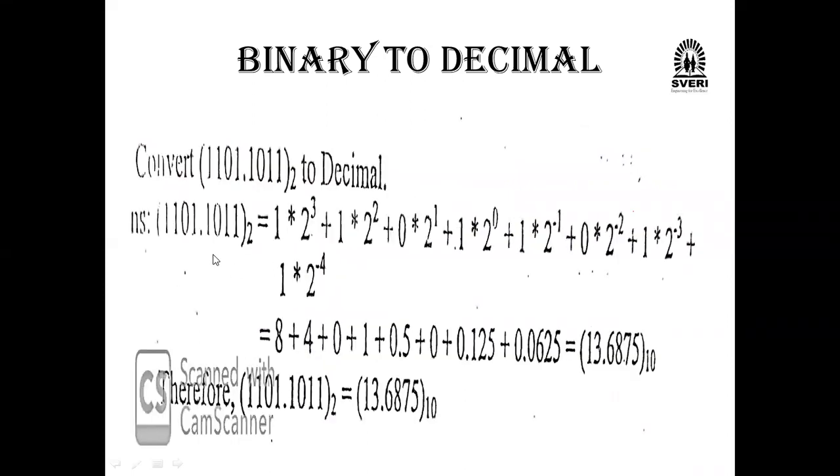Suppose it is in the point system. Remember that one. Here, 1101.1011, like that it is there.